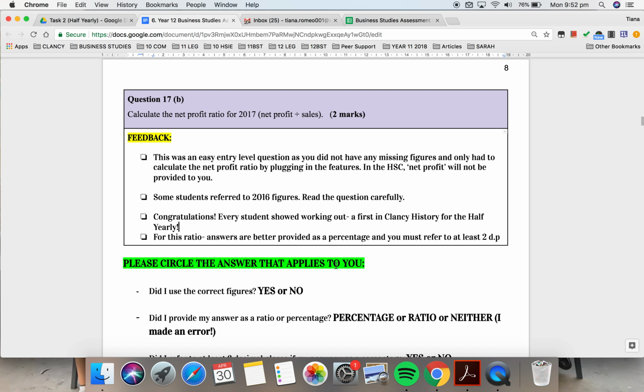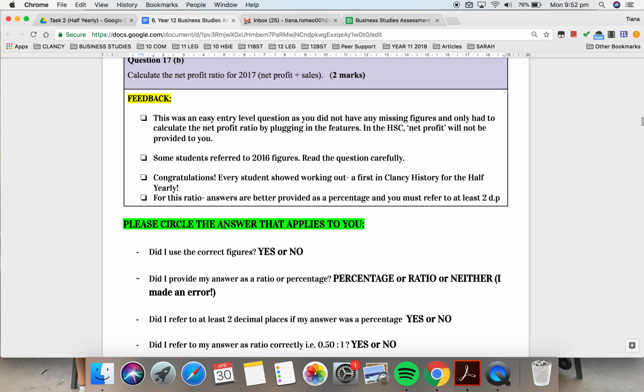So this was an easy entry-level question because you didn't have any missing figures. You only had to calculate the net profit by literally plugging in the correct features into the ratio. In the HSC though, you won't get a question this easy. The net profit will not be provided to you, and you'll need to know your prelim calculations in order to work out the net profit. For this ratio, answers are better provided as a percentage, and you must refer to at least 2 decimal places, but not necessary. And some students did refer to the 2016 figures.